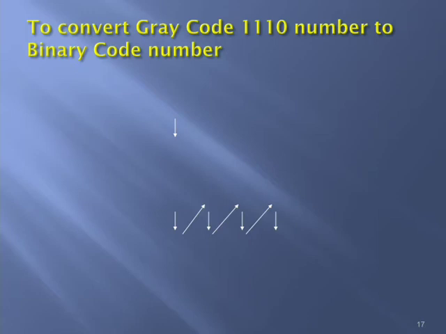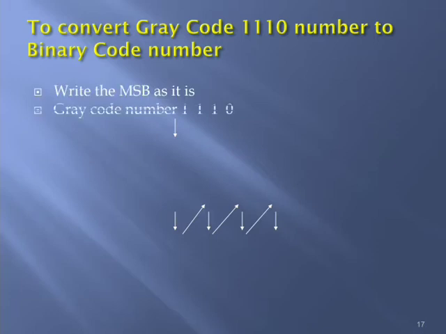Now the opposite conversion, that is, given a gray code number, how to convert the given gray code number into its binary. We'll see the procedure. Again, writing the same MSB bit as it is. The gray code number, I am considering, is 1110. The MSB bit I am writing as it is in the case of the binary number.